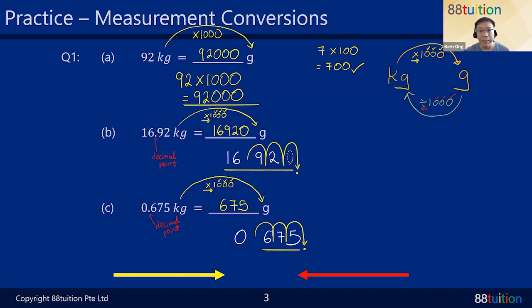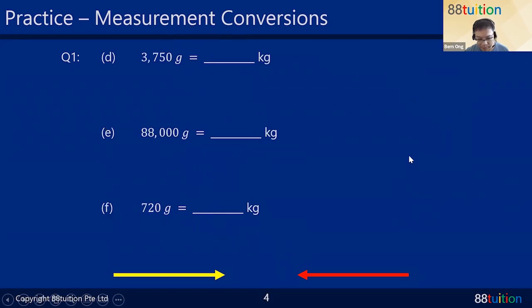So what about the other way? Are you ready? For the next page. What about the other way? The other way is talking about grams to kg. Oh no. So it's from grams to kg.